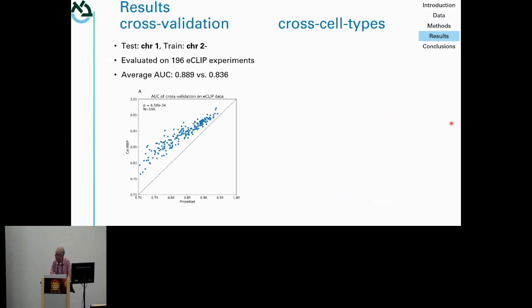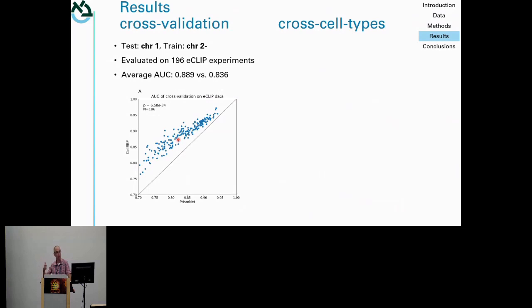As you see, the average AUC of our model is almost 0.89 compared to PrismNet with 0.836. So at least we are the winners. We can put a V on the fact that we outperformed the competitor. But what's nice, we see that there is a lot of improvement by adding all of this cell type information that we were happy to see.